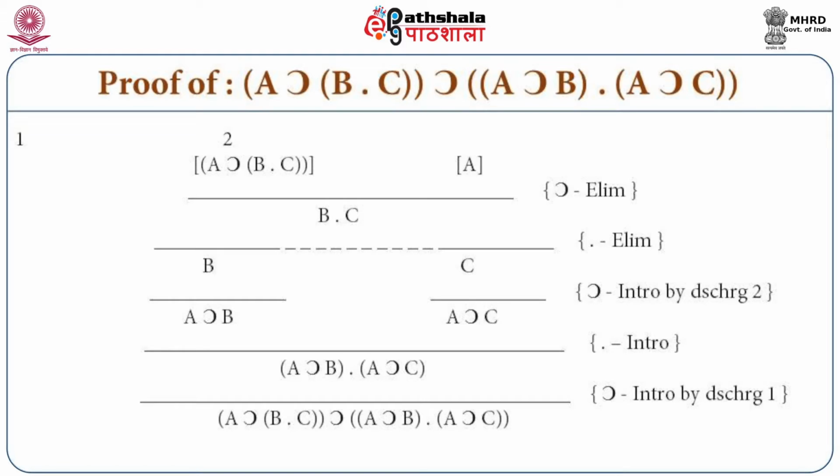Now, if we have these two sentences, A implies B and A implies C, then we can introduce conjunction and join these two sentences: A implies B and A implies C. Given these two sentences, now we can look at our first assumption, which is A implies B conjunction C. So, by introduction of implication, we can infer A implies B and C, whole thing implies A implies B and A implies C, which we have derived from the earlier step.